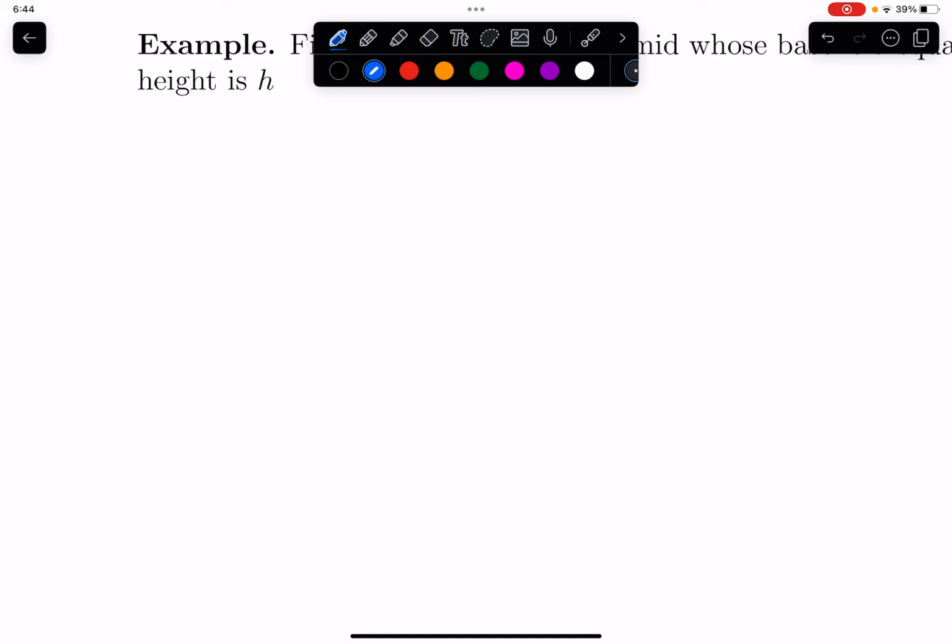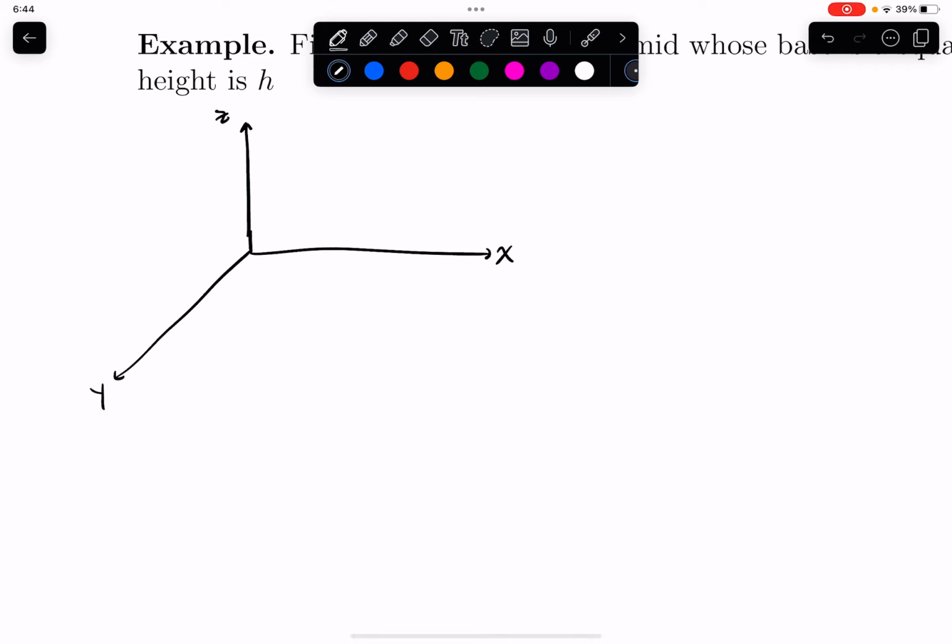So we're going to have some axes: the z-axis, the y-axis, and the x-axis. We are going to have a square pyramid on its side. So over here we're going to have the base of the pyramid, a nice square, and it's going to have some point on the x-axis, much like the cone did up above.